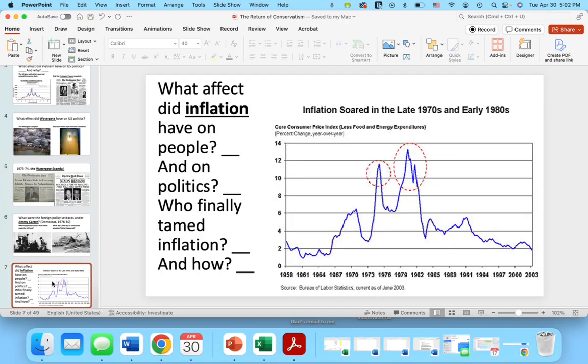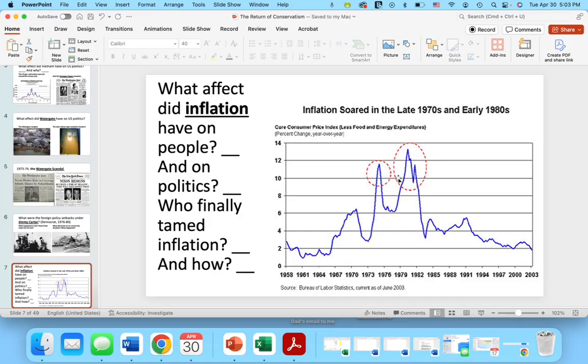Also, Carter failed to bring down inflation. Inflation is when prices go up and life becomes more expensive. Gas, milk, eggs, bread, it all becomes more expensive. So, did the workers like that? Did the workers like it when their paycheck didn't buy as much?